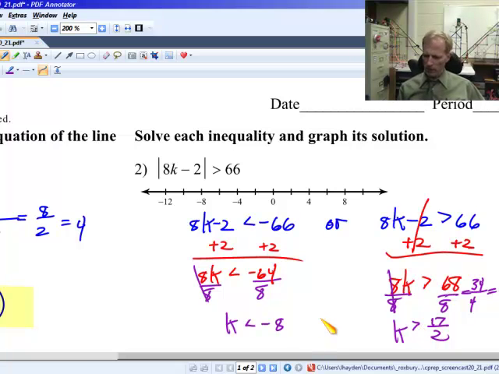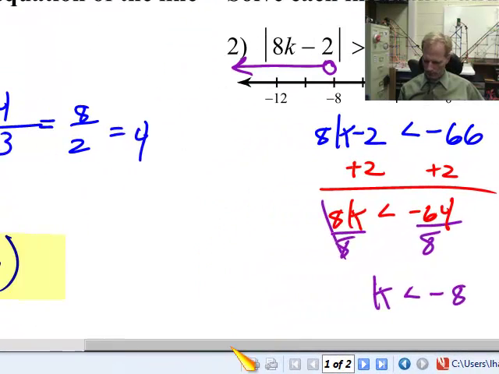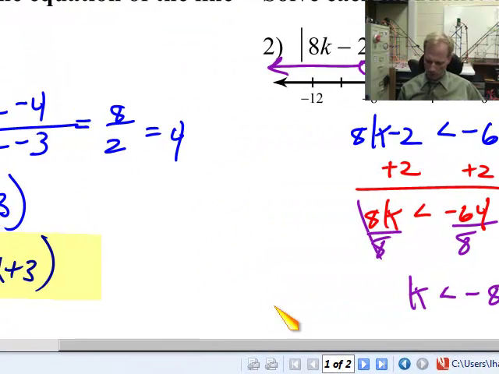So now I'm ready to graph those, and one of them, k less than -8, is going to turn into that, and then k greater than 17 halves is that. And I am all set. And that's as far as I can go with that problem.